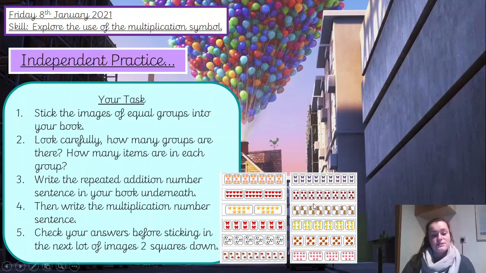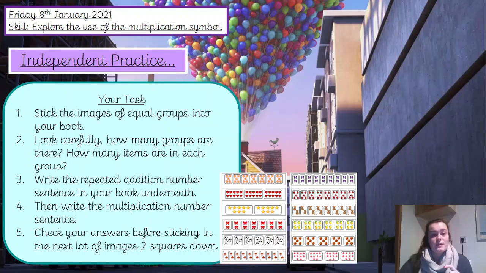So underneath this video on the Churchill website, you've got this document as a PDF. So that will just mean that when you open it, it will be a lot bigger for you to copy, or if you want to print it and are able to print it, you can do it from there. Step 2, you need to look carefully how many groups are there and how many items are in each group. Then underneath the objects, you need to write the repeated addition number sentence into your book. And then underneath that, you need to write the multiplication number sentence, just like we did on the guided practice. And finally, check your answers before sticking in the next lot of images.